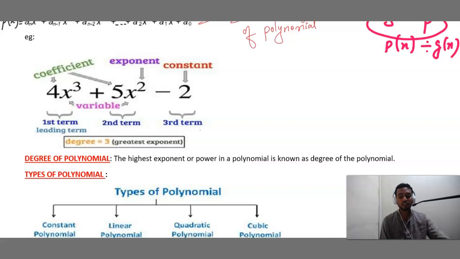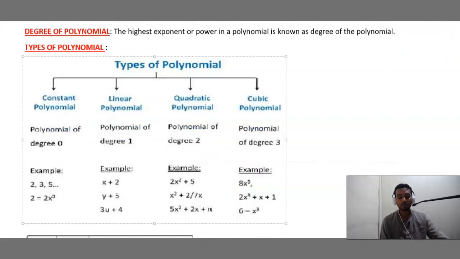Now they may ask you what is the degree of a polynomial. The highest exponent or power in a polynomial is known as the degree of the polynomial. Whichever number is highest, understood? That is known as the degree of the polynomial. Next, types of polynomial. We have constant polynomial, linear polynomial, quadratic polynomial, cubic polynomial.